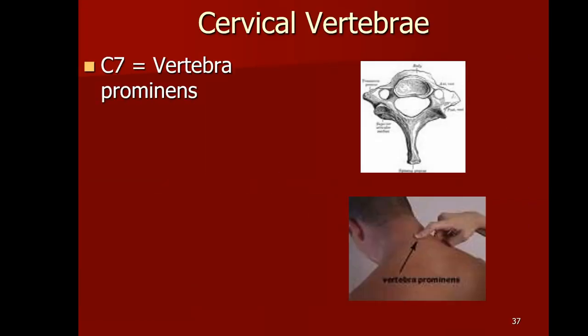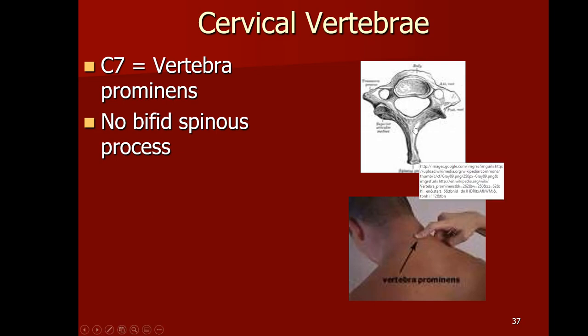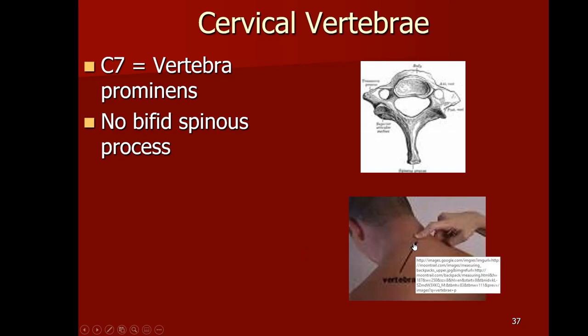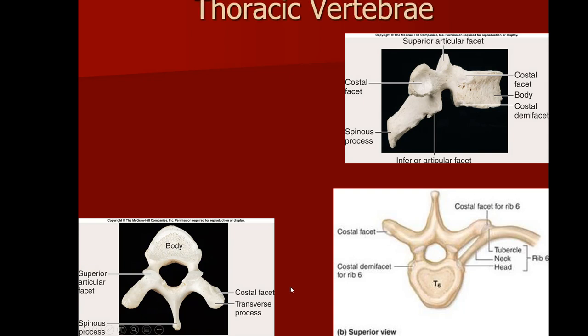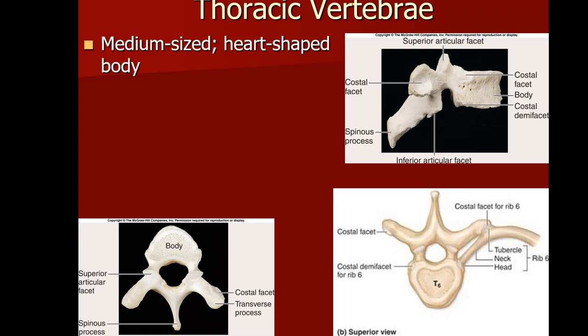Then the other unique cervical vertebra is C7. It's called vertebra prominens. And you can feel this if you feel the back of your neck, the base of your neck, you'll feel a bump. That's C7. Its spinous process is not bifid, so that makes it kind of unique, and it has just a long spinous process, which is why you feel it. So it's found about right here. All right, so that's it for cervical. Moving on to thoracic. So thoracic vertebrae have a medium-sized body. Looks like a heart. So if you look at this, looks like a heart.